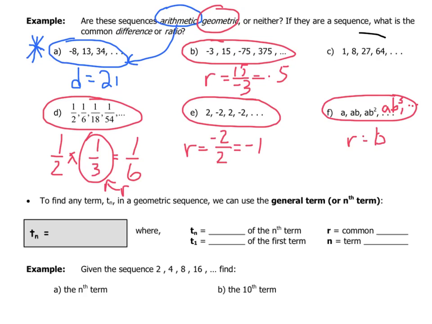Our last one, though, over here, is neither. It is neither arithmetic nor geometric. It doesn't have a common difference, so it's not arithmetic. And it doesn't have a common ratio, so it's not geometric. And you may recognize this. These are a series of perfect cubes. Anyway, let's continue on.